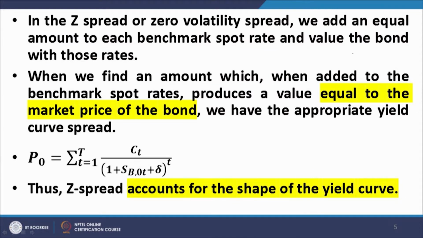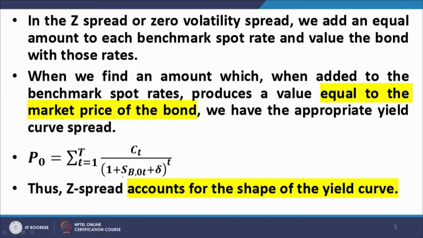In the Z spread, which is an improvement, we try to capture the curvature of the yield curve, and how do we do it? That is very interesting. What we do is we identify the spot benchmark rates. We use the spot rates that are captured from the spot yield curve, but we use the rates which are relevant to the benchmark security.